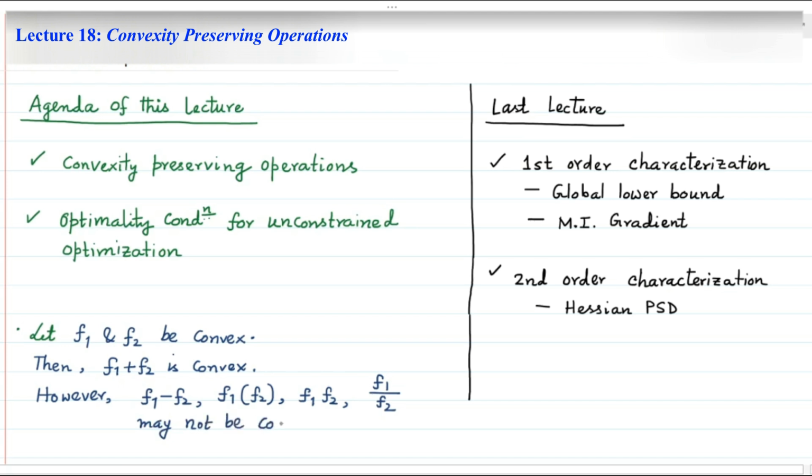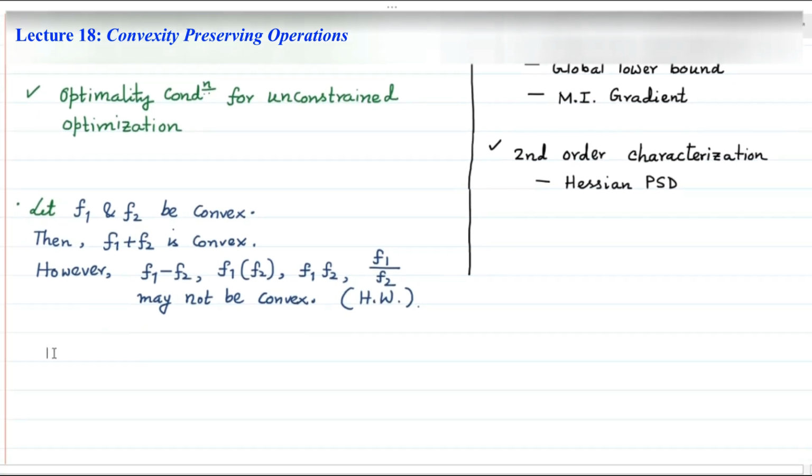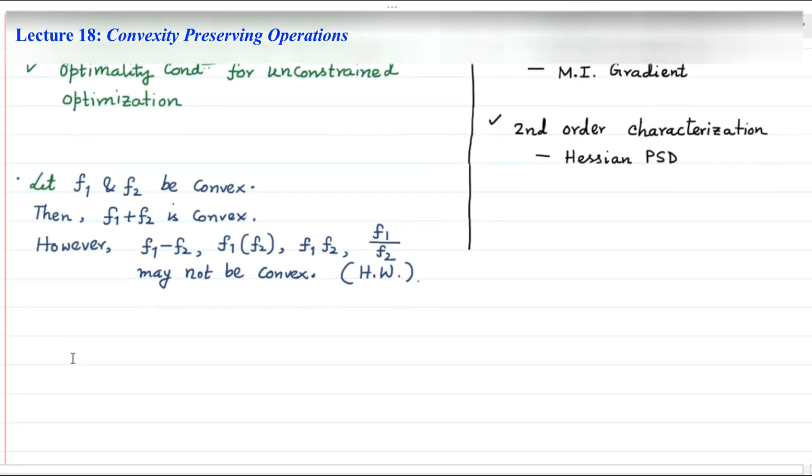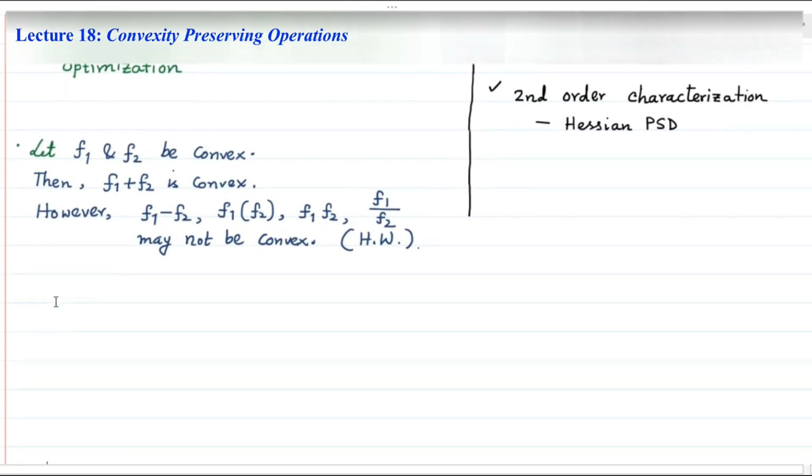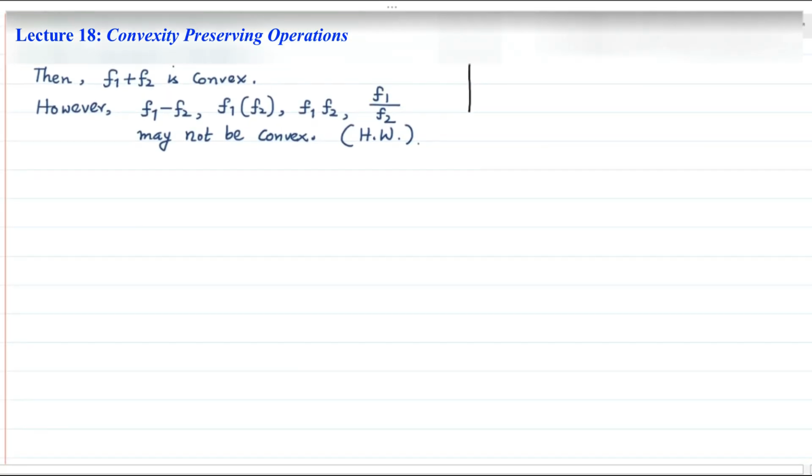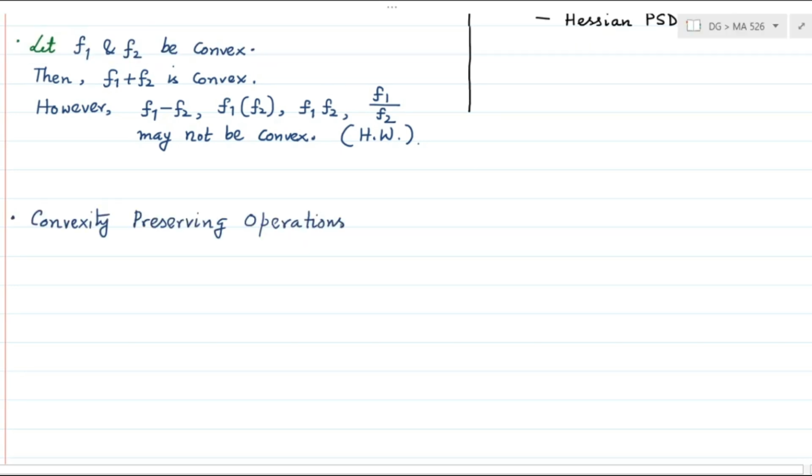I put it as a home task to find respective examples showing that f1 minus f2 is not convex, f1 composition f2 is not convex, and product or division also is not convex. Fine. Now, next ahead, let me give you the first result on convexity preservation. The first operation that I would like to mention here is operation 1.